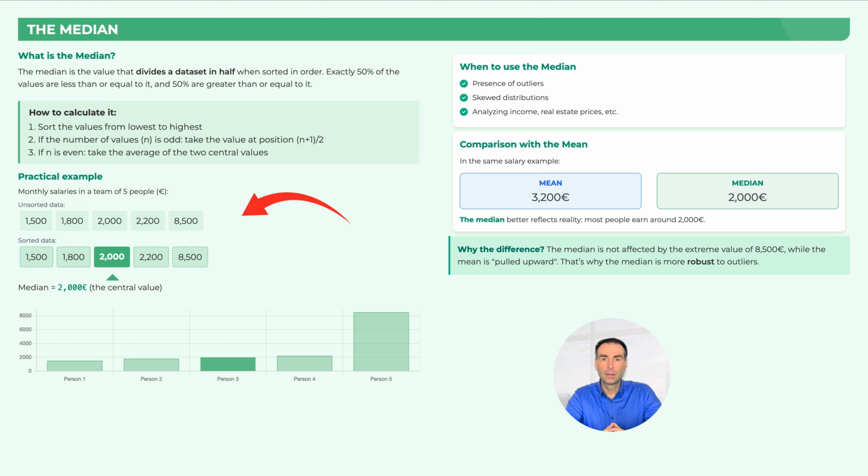Let's use the same 5 salaries. Ordered, they're 1,500, 1,800, 2,000, 2,200, and 8,500 euros. The middle value is 2,000. That's the median. The median is ideal when your data has outliers or skewed distributions, such as income or housing prices. Compare that to the mean, 3,200, while the median is just 2,000. Much closer to reality. This difference happens because the median isn't affected by extreme values. It's a more robust measure.